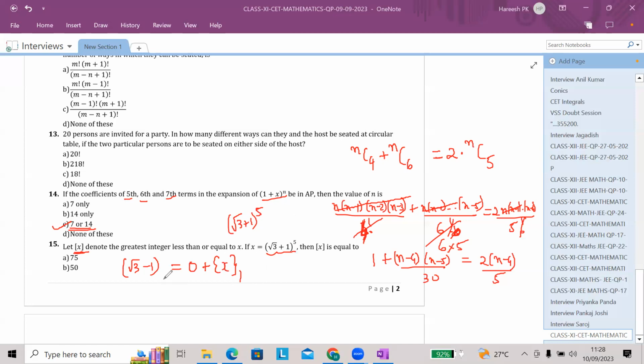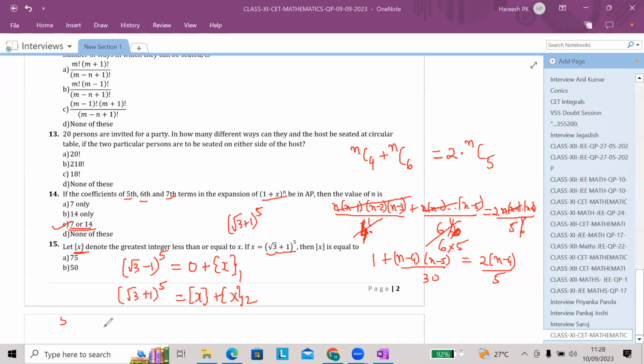We'll call that as fractional part of x1. And (root 3 plus 1) whole power 5, we'll call it as greatest integer plus fractional part of x2. Both of them will have different fractional parts. Now, when I try to add both, I shall end up getting 5C0.